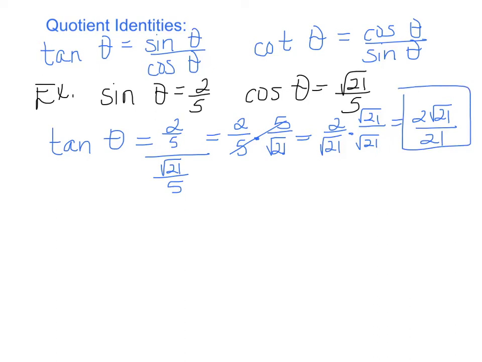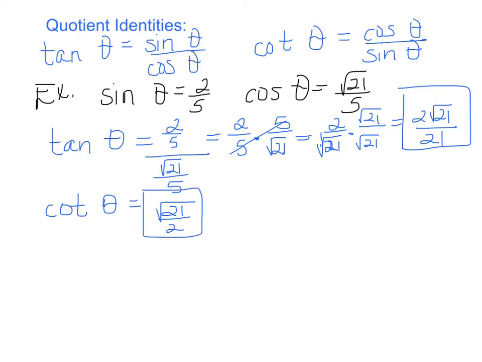And the good thing about this is if we have tangent, we also can find cotangent by doing the reciprocal of tangent. And when you're doing the reciprocal, to make it easier, I would flip the original, not the one where we rationalized the denominator. So I would do the reciprocal of that one. So if you do that, let me put this back so you'll see. Then the reciprocal would be square root of 21 over 2.